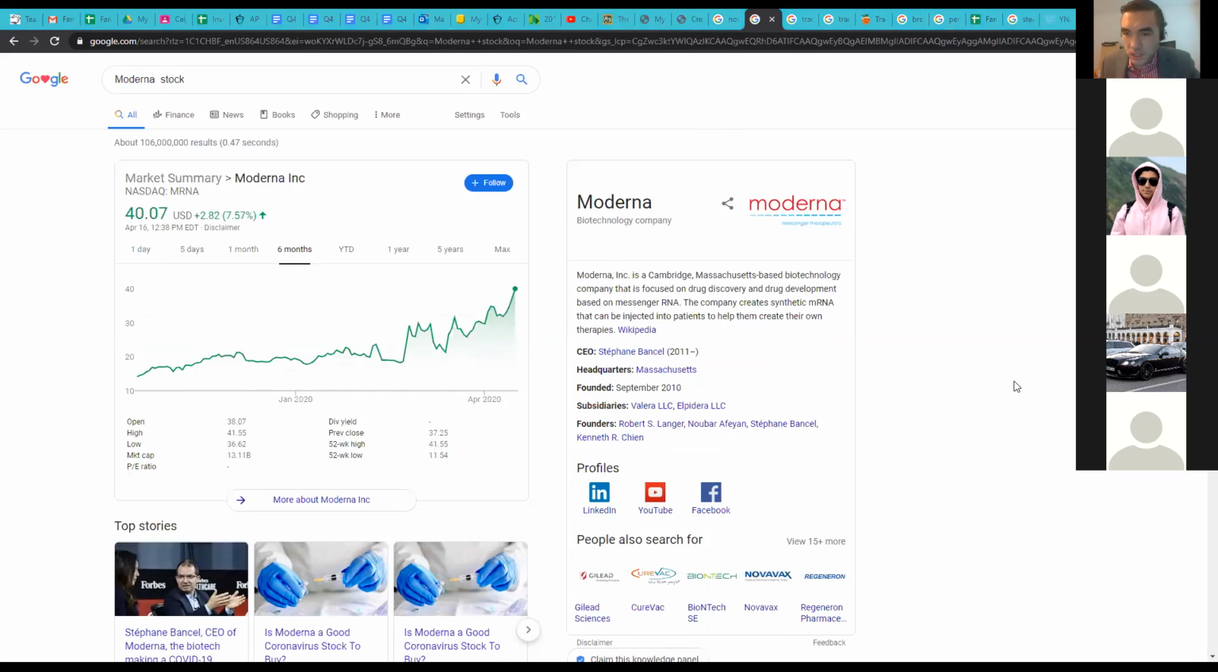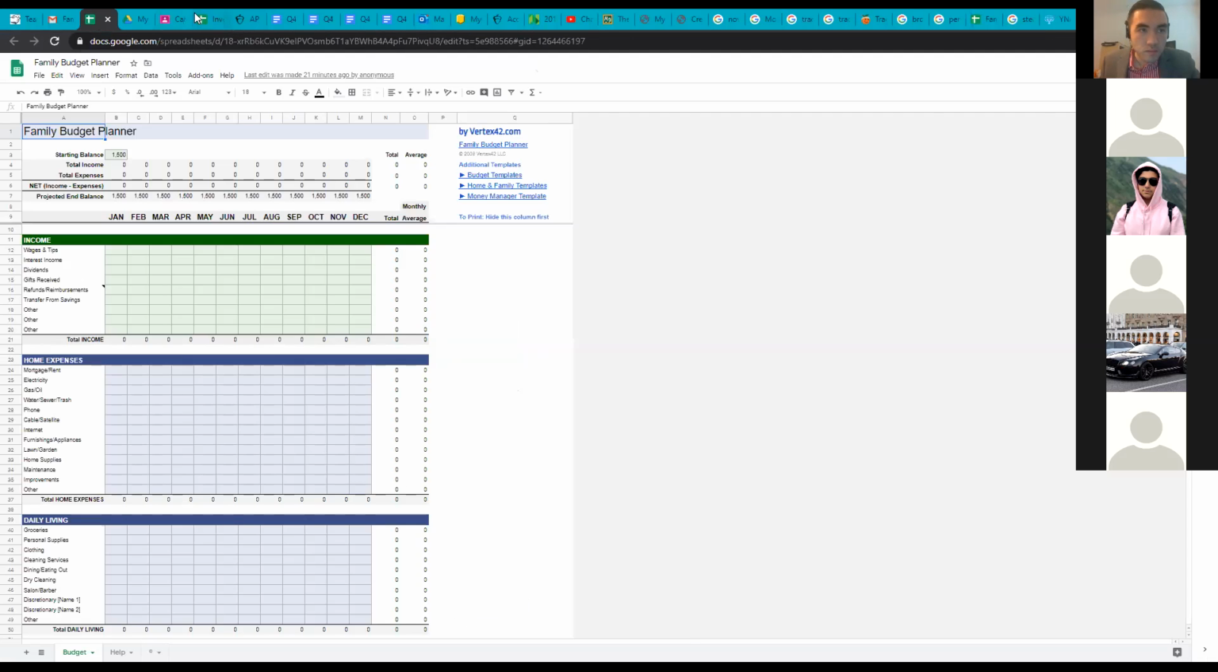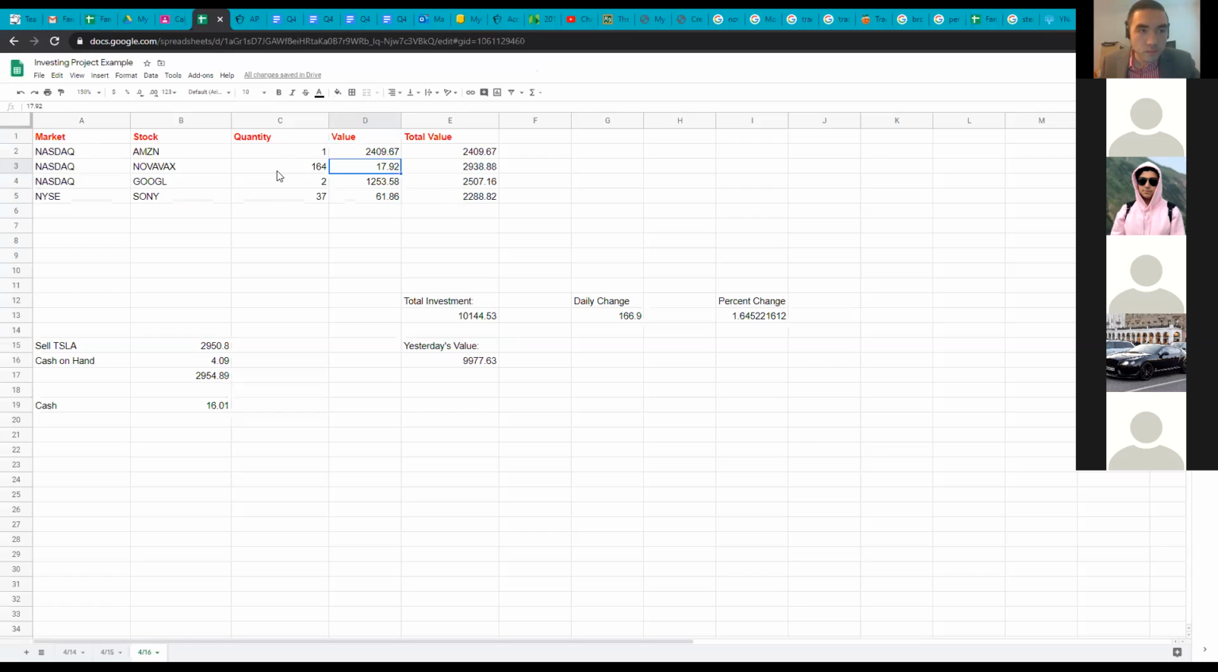For our charts, for the sales, whatever we sell, do we delete it out of our original market stock quantity value columns before we do the cash on hand, or do we just leave it there and then add it to the cash on hand?